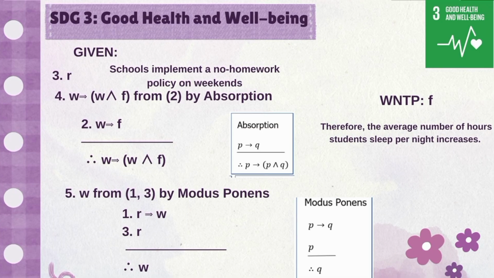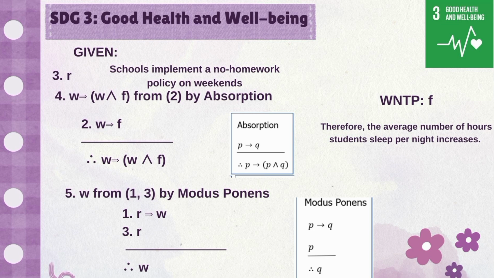So based on here, we use absorption. What do you observe? In the given number 2, we have W implies F, right? So by the use of absorption, the concept of absorption is that P implies Q, therefore P implies P and Q. So here, in our given problem, we have W implies F, therefore W implies W and F. Let's proceed to modus ponens. Modus ponens: P implies Q, P, therefore Q.